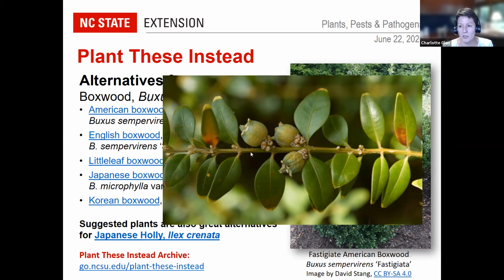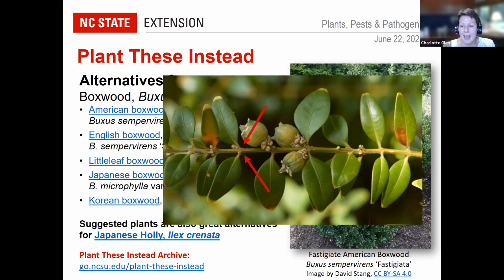You can see here a close-up of the American boxwood foliage. When we talk about opposite leaves, we're looking at leaves attached directly opposite each other on either side of the stem. So that's a great ID tip for boxwood, the opposite leaves. Whereas hollies will have alternate leaves, so there'll be one leaf at one point, and then you have to move up the stem to see the next leaf.